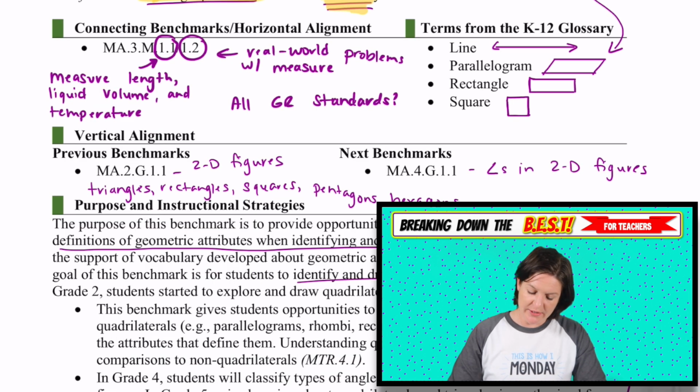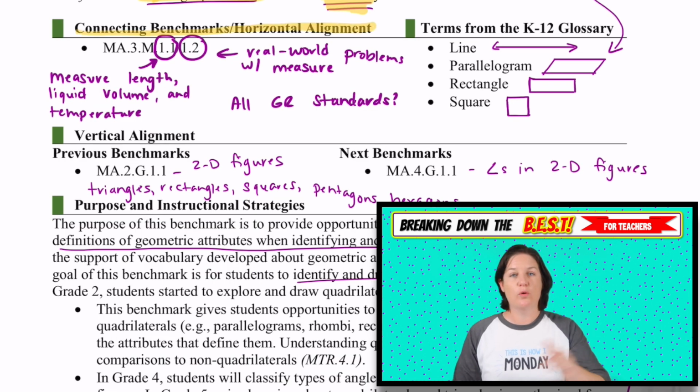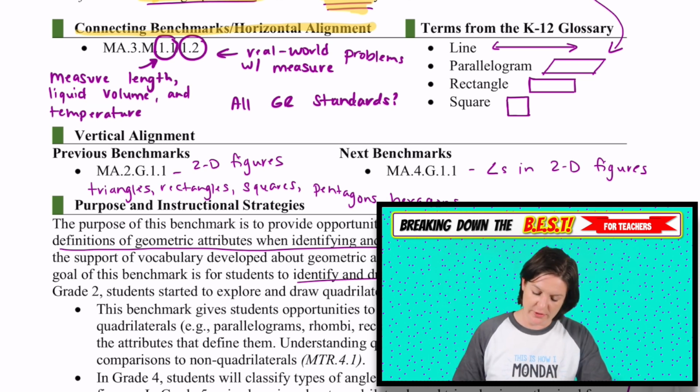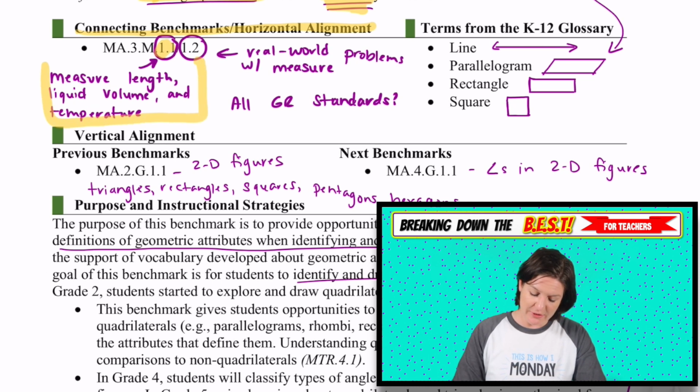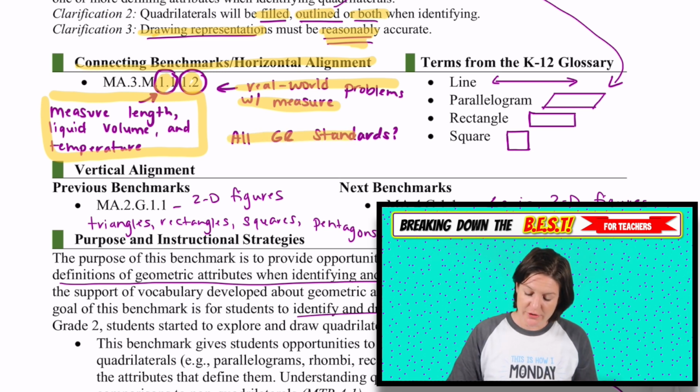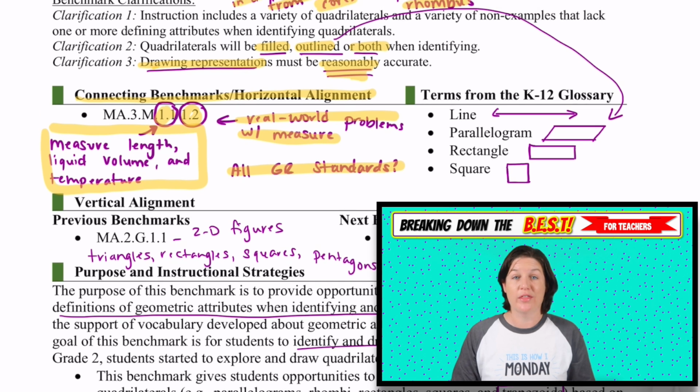What are some of the connecting benchmarks that provide the horizontal alignment in third grade? Basically, what connects to this standard, which is measuring length, liquid volume, and temperature. And also 1.2, which is real world problems with measure. And I think that's great. It does involve length and measuring and all of that, but I also think all of the geometry standards connect with this one too. So there are several, so they all kind of connect with this one.